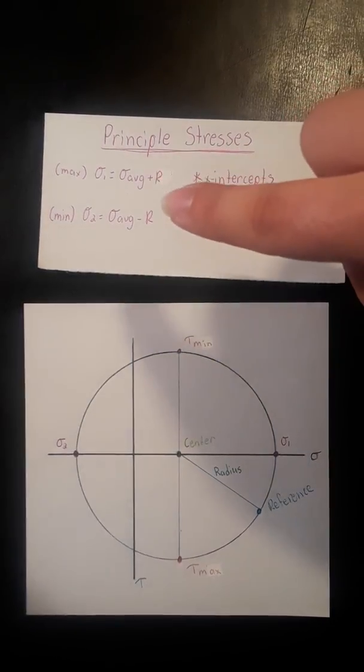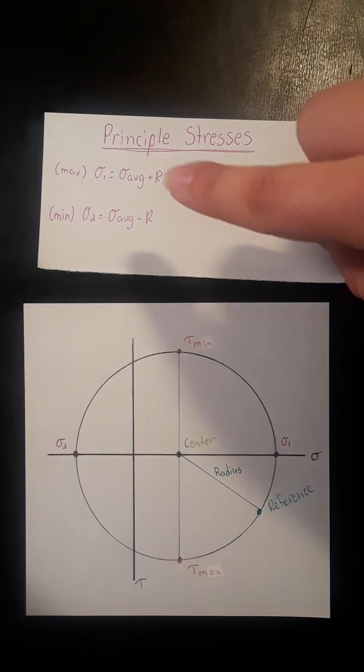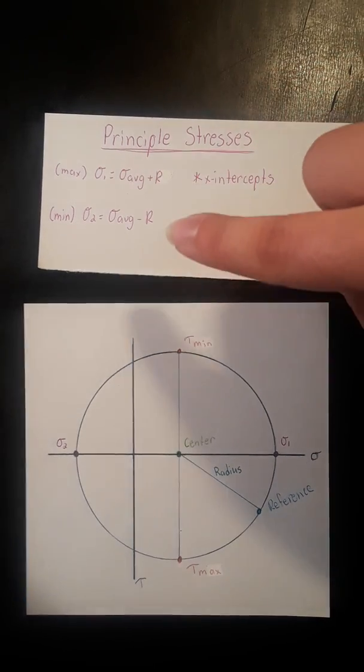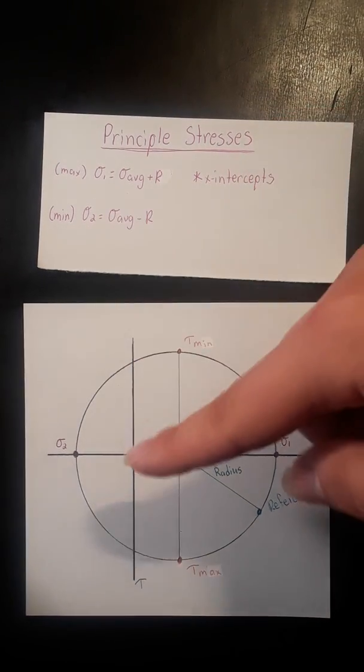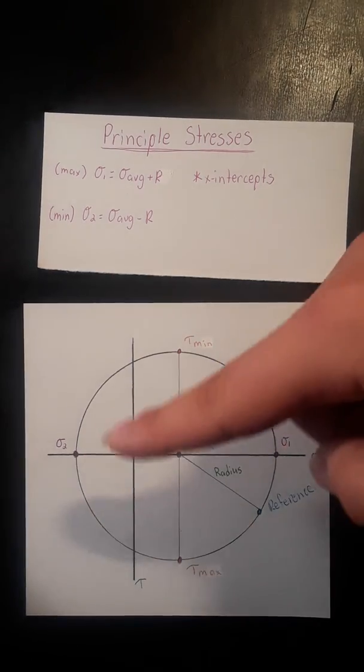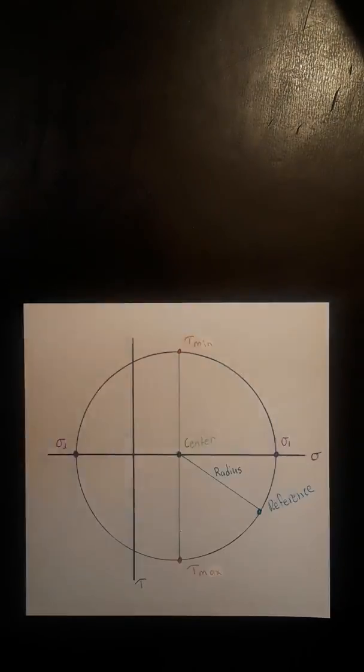You're going to take the average stress and either add the radius to find the maximum or subtract the radius to find the minimum. They are also your x-intercepts, so you can use the graph as well to find these values.